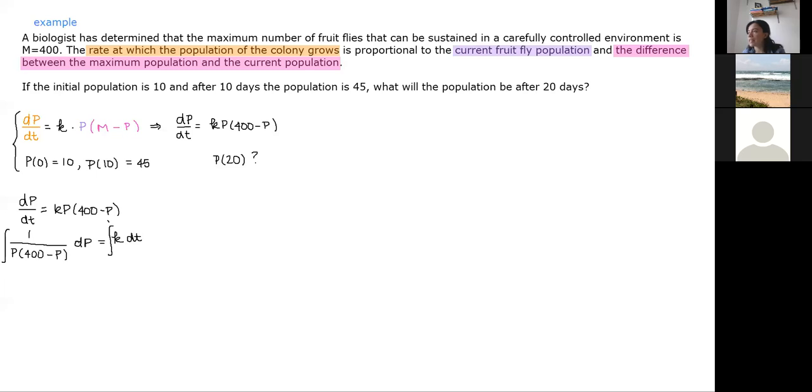Does anybody have an idea of how I could integrate that first, this left-hand side? Either in the chat or out loud in the mic. What techniques of integration do you know? I mean, if I'm giving you this problem, it's probably because you know how to integrate this.